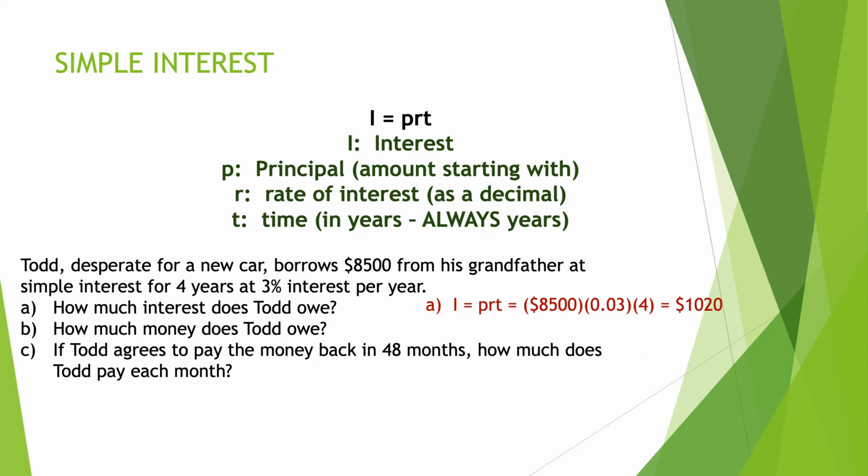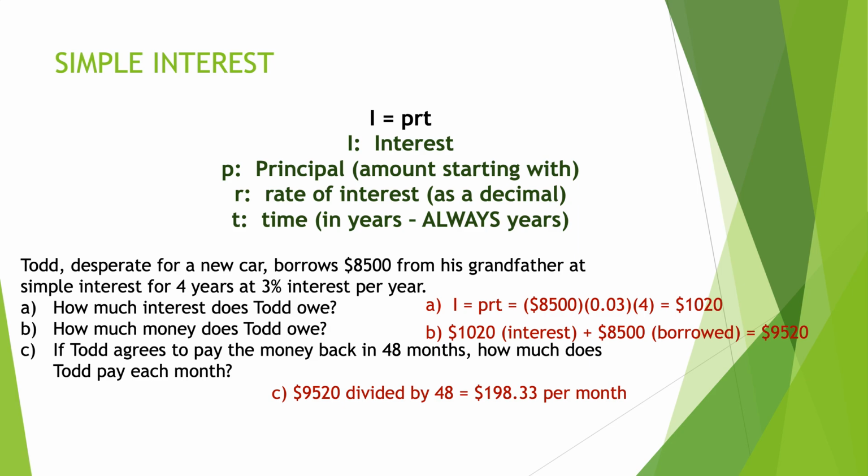How much money does Todd owe? Well, he's going to owe not just the 1,020, but he also owes the amount he borrowed. So altogether, he owes $9,520. And if you want to see how much he has to pay back in 48 months per month, he's got to take that whole $9,520 and divide it by 48. So that's $198.33 per month.